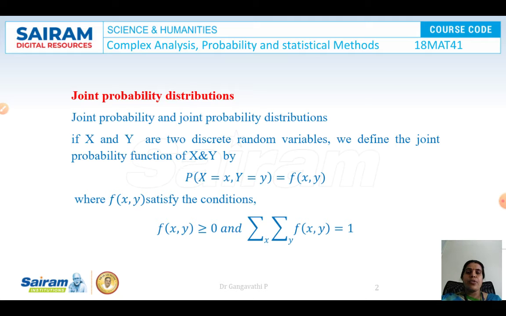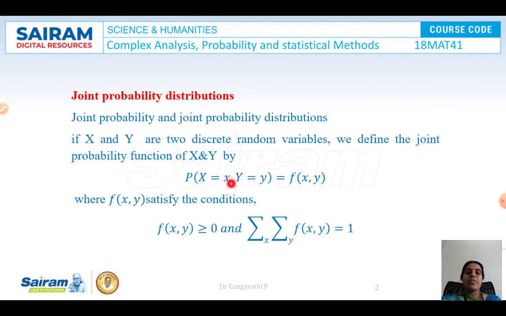So what exactly does the distribution say? The joint probability and the joint probability distributions deal with two random variables x and y. Let us say x and y are the two discrete random variables which we are considering. So we define the joint probability of these variables x and y. It can be represented as P of capital X equal to small x and capital Y equal to small y, where X can take the values small x and Y can take the values small y.